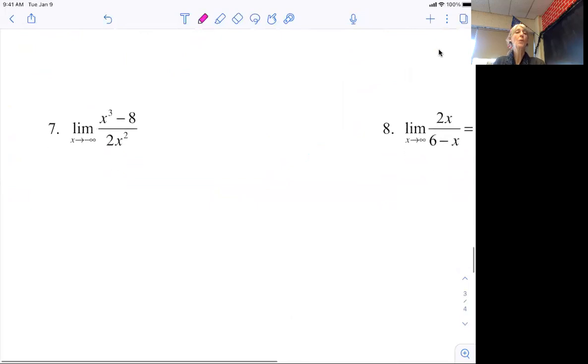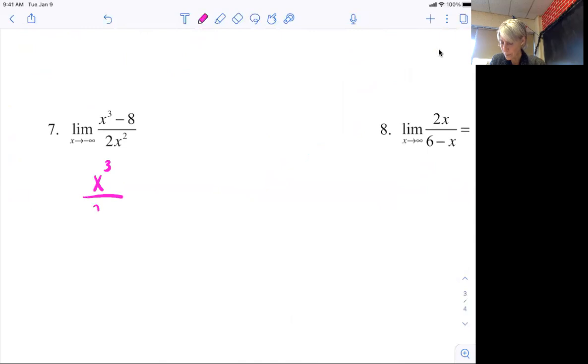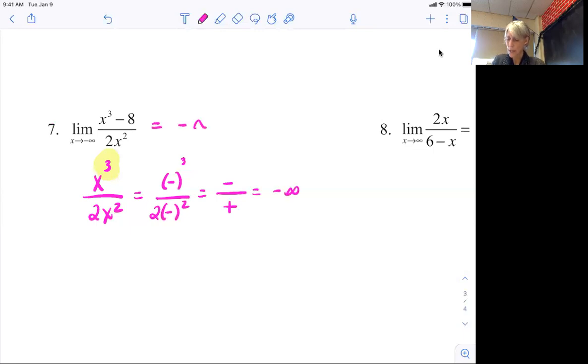The limit as x goes to negative infinity of x cubed minus 8 over 2x squared. Top heavy, so I have to think. What's going to happen as I plug in a negative number? I'm going to have a negative in the numerator. When I square a negative, I get a positive value, so this denominator will be positive. Negative over a positive, my answers are going to negative infinity.